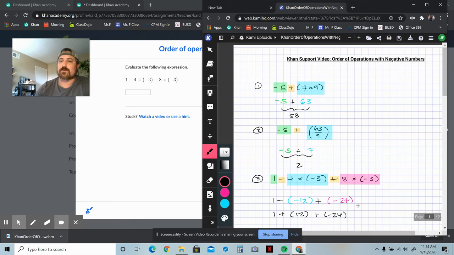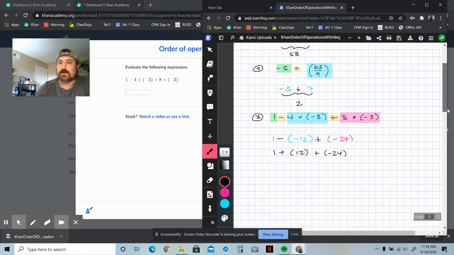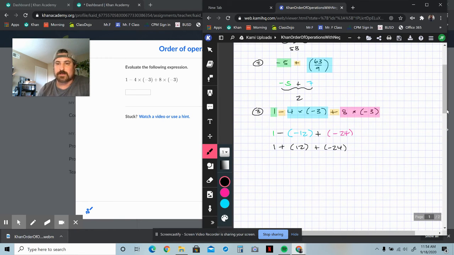You can do this on a scoreboard, or you can do it 2 at a time. At this point, I recommend using just 2 at a time. It's pretty simple. So let's just do it 2 at a time. 1 plus 12 is 13. And then we're going to take that 13 and we're going to add negative 24 to it.